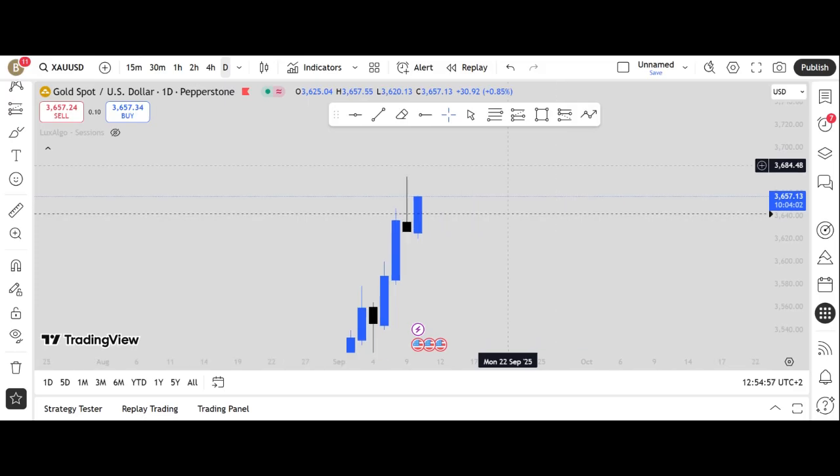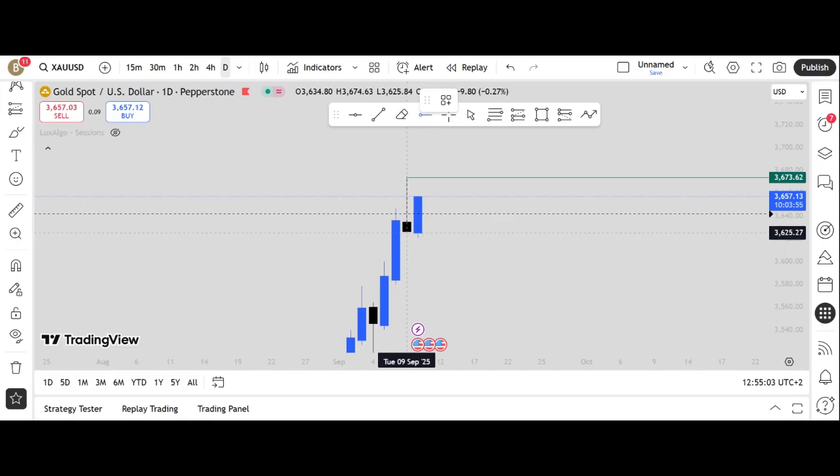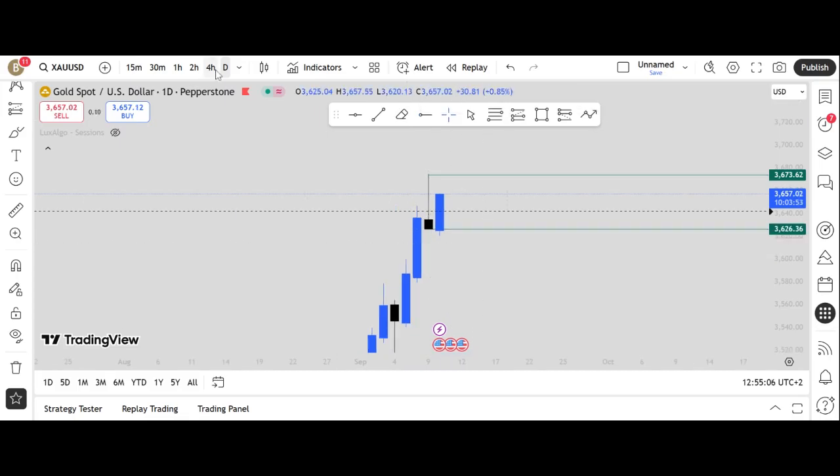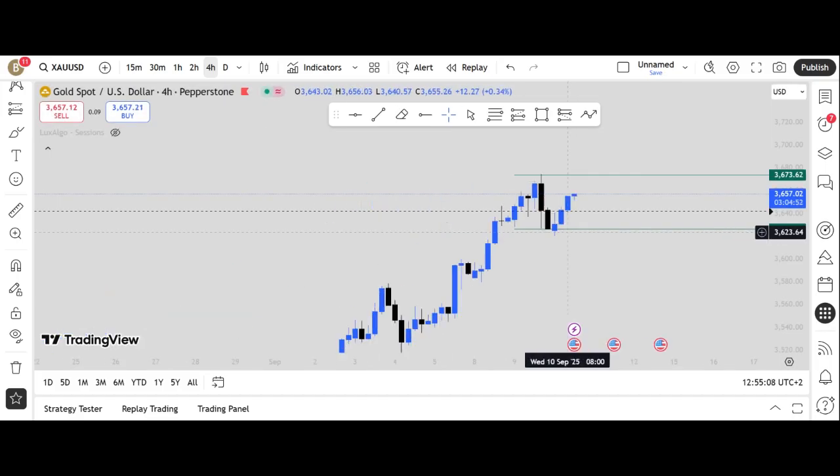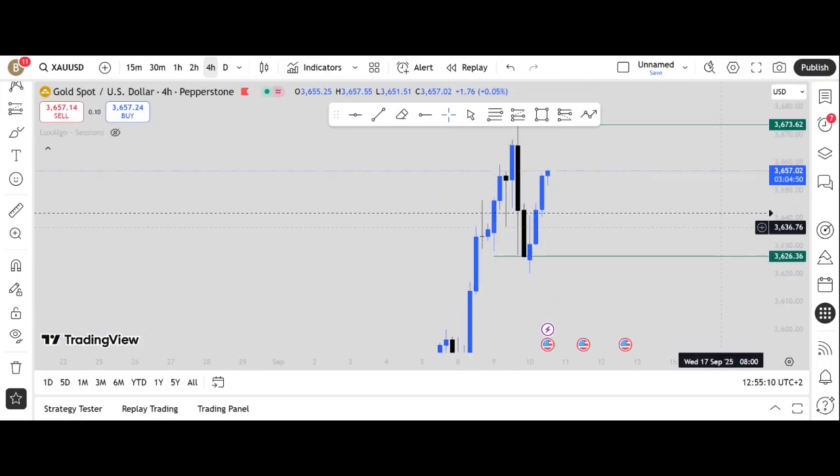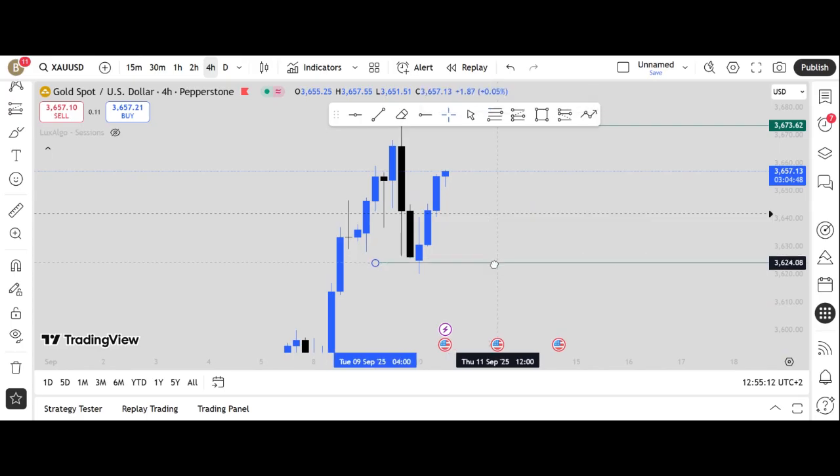So according to price action, I would mark these zones. I would mark this high, and I mark where gold closed at yesterday. Then I switch to the 4 hour time frame. So looking at that, I'll adjust my levels.